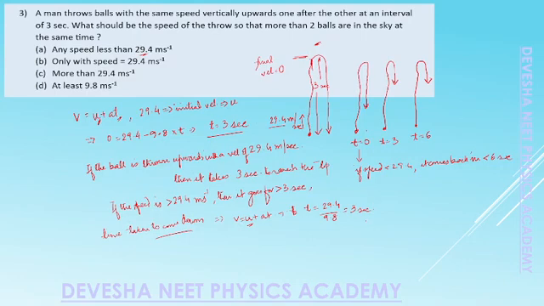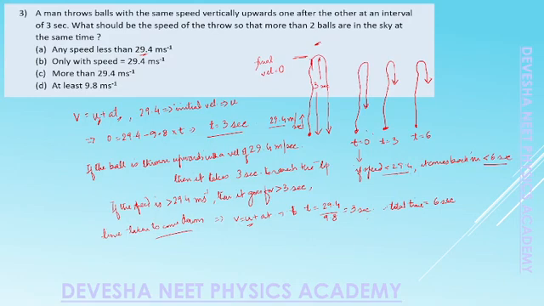Okay, so the total time is equal to 6 seconds. It means if I throw at less than 29.4, it comes back in less than 6 seconds. Now, if it comes back in less than 6 seconds, then the third ball is being thrown only at t is equal to 6. So at that point, I will have only this ball, if I am throwing at less than 29.4.